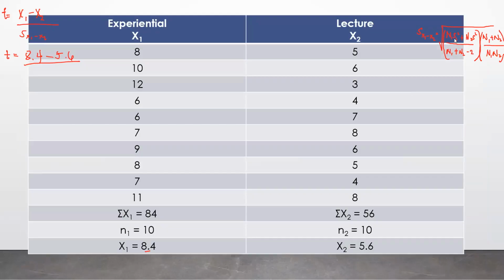Pero anong ibig sabihin ng N1 S1 squared? Di ba may formula din siya? Meron din itong formula, di ba? Ang formula niyan, lagay ko muna siya dito ha, erase ko lang siya later pag pinatuloy ko na ito. Ang formula ng ating N1 S1 squared is equal to summation of x1 squared minus the summation of x1, tapos, ay, sa baba pa lang x1.